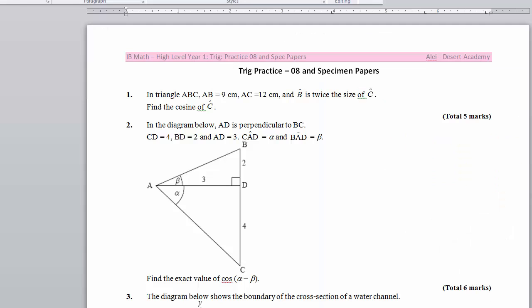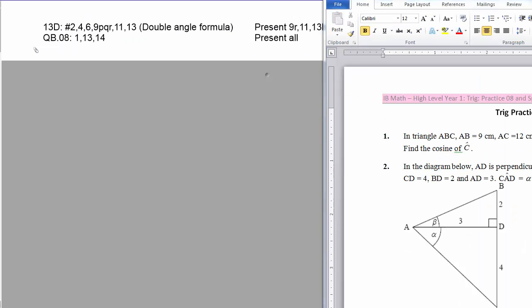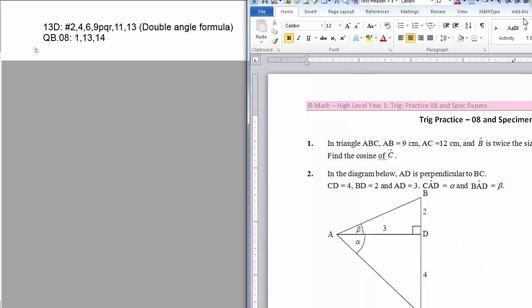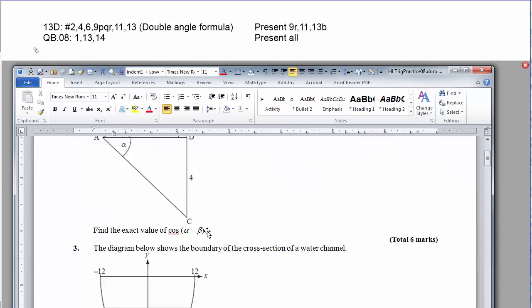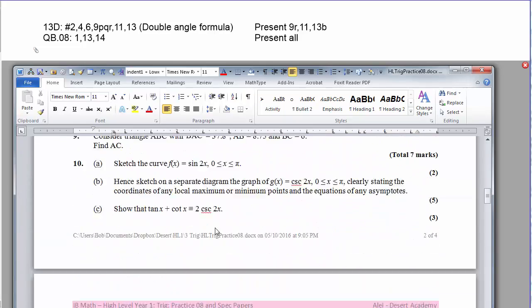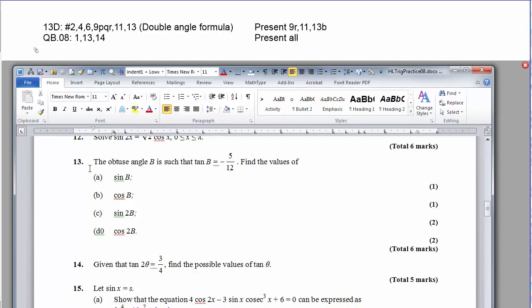And let's look at the question banks. Those I really want you to look at. Whoops. Question banks are these ones. Number 1 right here. Number 13. Number 13 is here, the obtuse angle with a bunch of double angle formula things, and number 14.